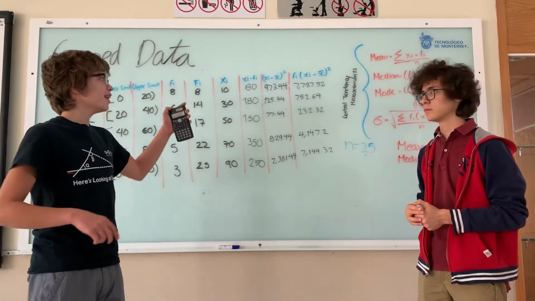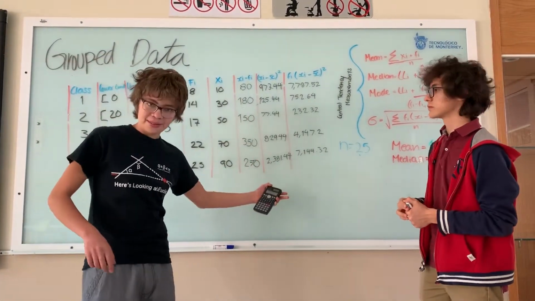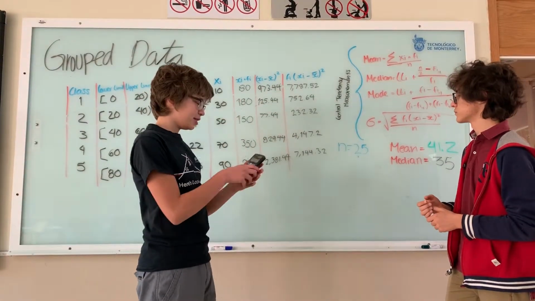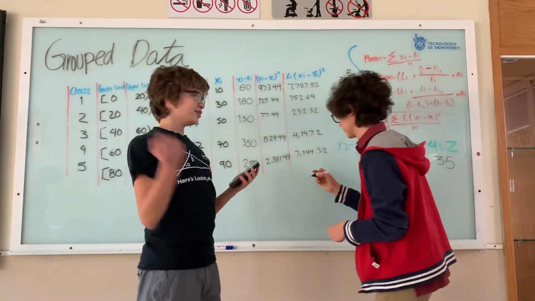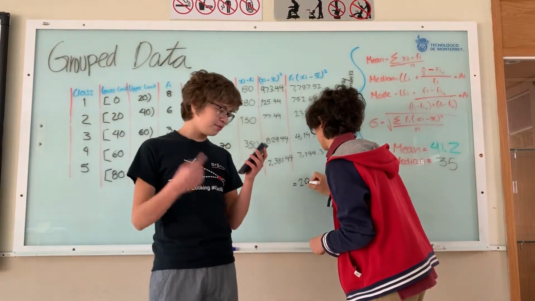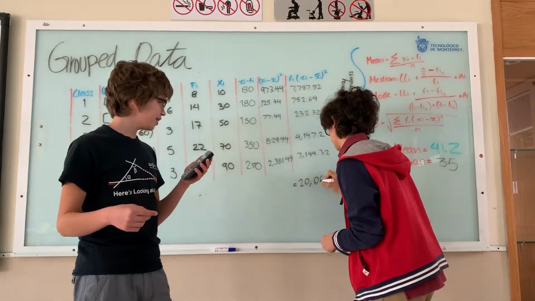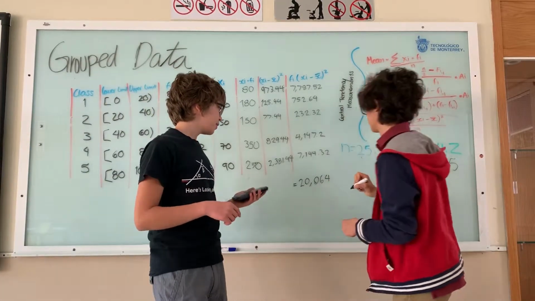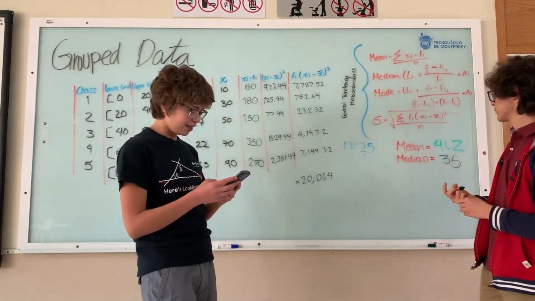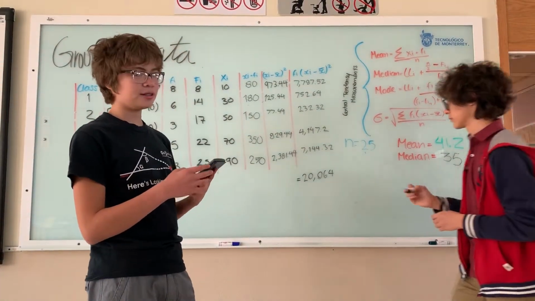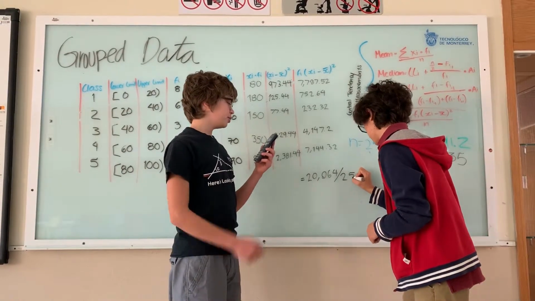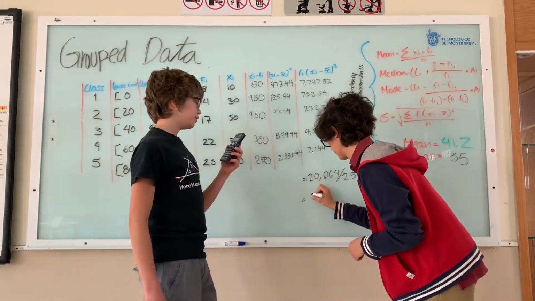Well, we finally managed to complete the table. After that, we have to add all of these values, and the result is going to be 20,064. But after doing that, we still have to divide it by 25, because that's the total number of values. And it is 802.56.